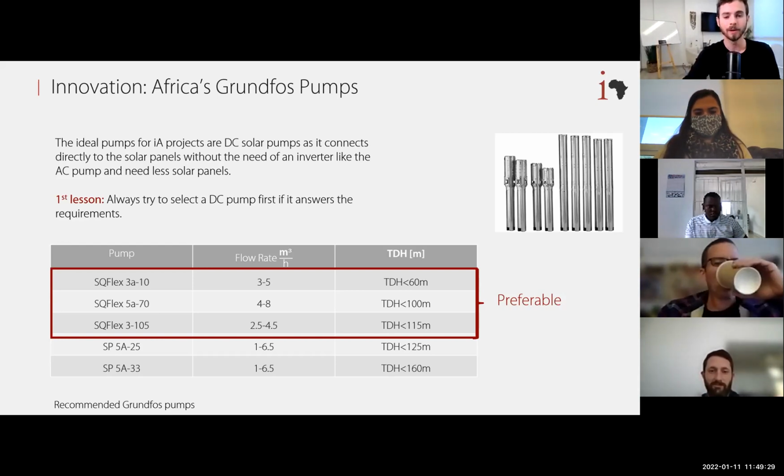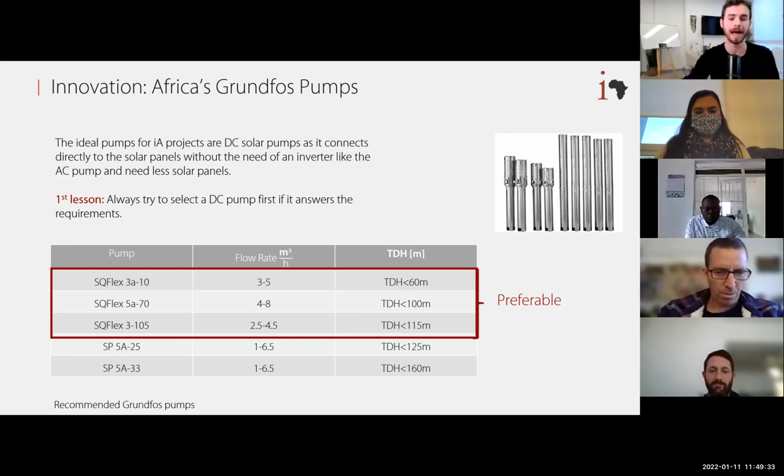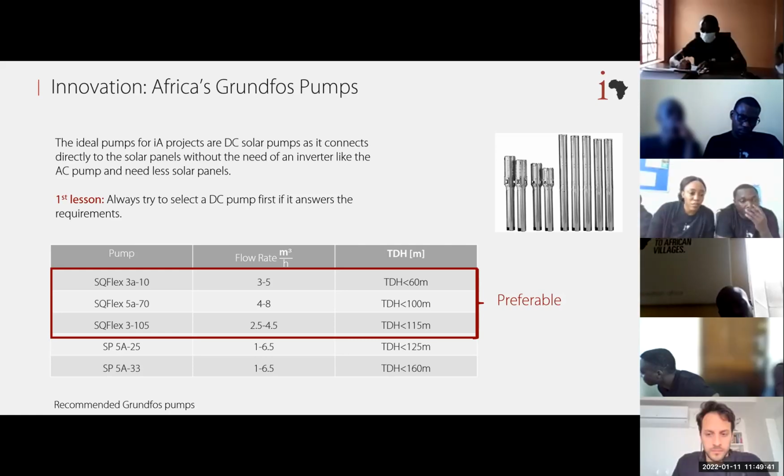And then if we have a higher flow rate in the project, let's say we have to use 2 towers, and we have a higher flow rate and higher TDH, we're going to use the AC pump. The first 3 are preferable, because they don't need an extra inverter and don't need extra solar panels. I'm going to explain more and elaborate in the future.